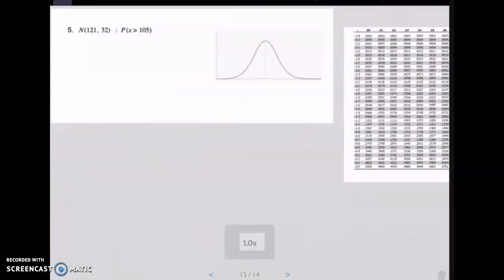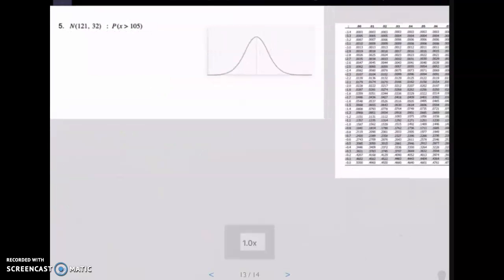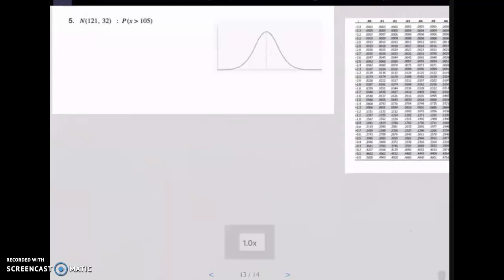Yeah, let's try this one. Very similar type of problem. Notice we're going greater than this time, so this is going to be a little bit different. Here the mean is going to be 121. The standard deviation is going to be 32, and we're going to go greater than 105. So 105 is down here, and we're going greater than 105. So I can look at this, and I'm going to know that I'm going to have a negative z-score right away, and I'm going greater than that negative z-score.